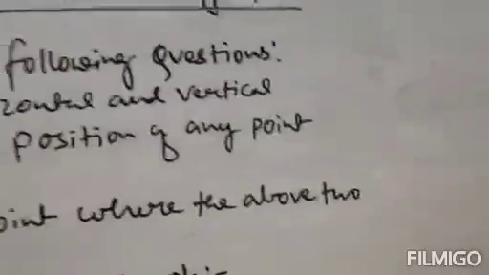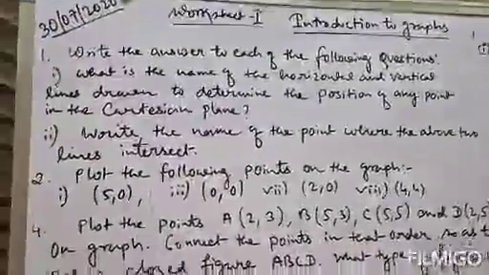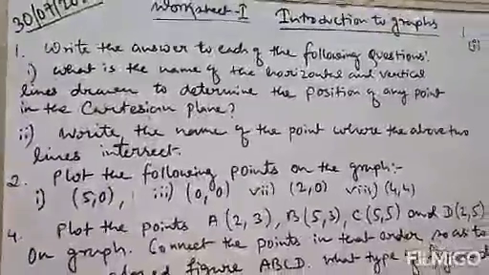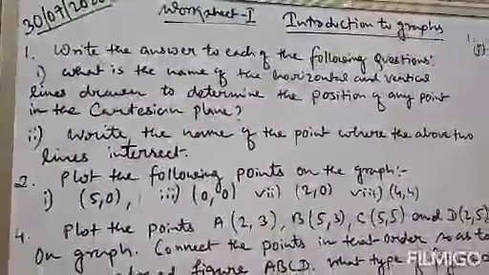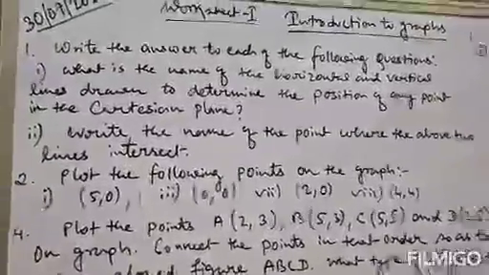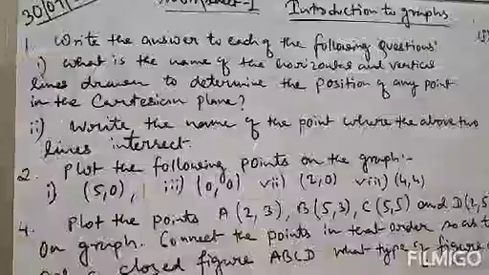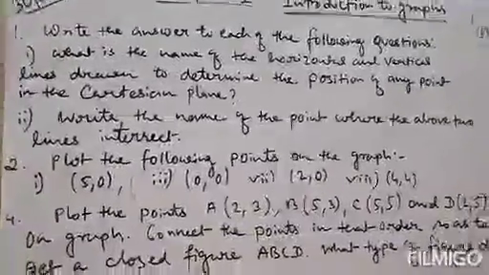Now we'll directly move to our first worksheet. Question number 1. The question is, write the answer to each of the following questions. Question 1: what is the name of the horizontal and vertical lines drawn to determine the position of any point in the Cartesian plane? That means we have to find out the name of the horizontal and vertical lines drawn to determine the position of any point in the Cartesian plane.